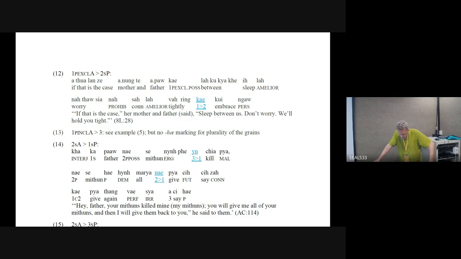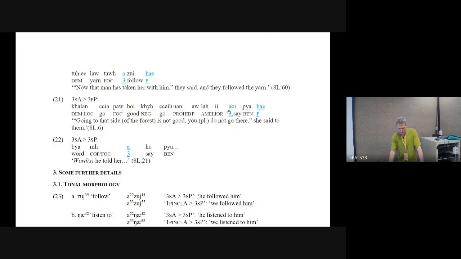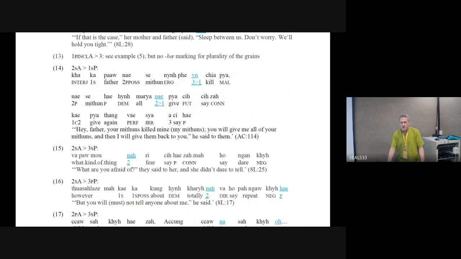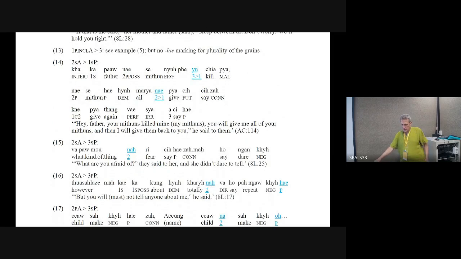Let's see. The third plural inclusive A, that was actually an earlier thing. Let's skip over that. Lost my place there. So 14 has actually two pieces. And let me actually skip over a bunch of these examples. We're never going to be able to talk about all of them.